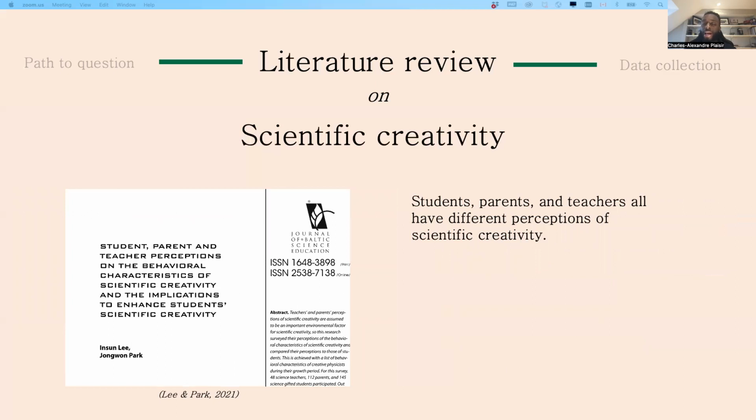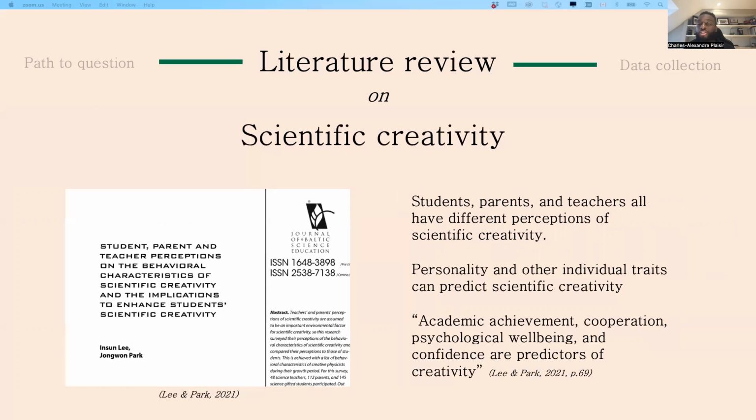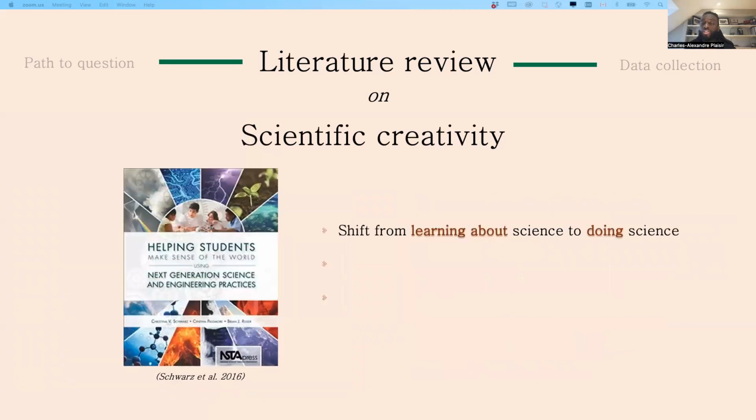Something else that was pointed out by this article and others was the frequency at which personality tended to be associated with scientific creativity. Academic achievement, cooperation, psychological well-being, and confidence are all predictors of creativity. In recent science education literature, we've also seen a shift in focus from learning about science to doing science.